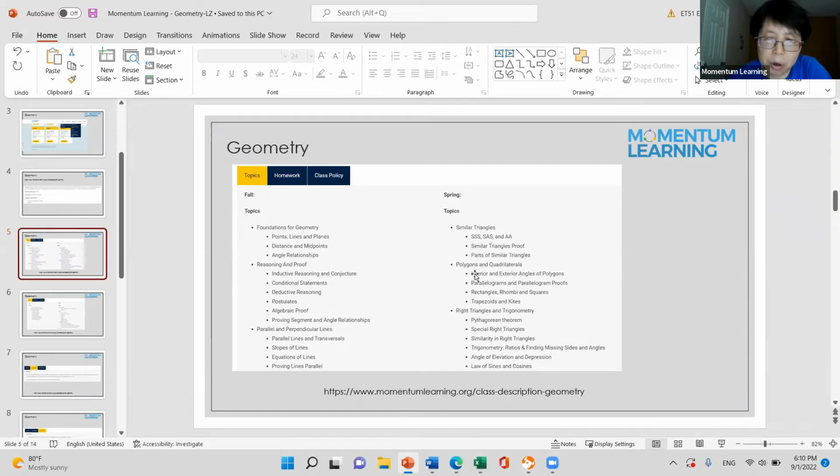The polygons and the quadrilaterals, and then the right triangles and the trigonometry. When we learn the trigonometry, it needs students to have a better fancy TI-Bayer calculator. So we're going to learn the Pythagorean theorem. The students have already learned the Pythagorean theorem, and the trigonometry is new to students. It sounds really scary, but it's pretty simple.